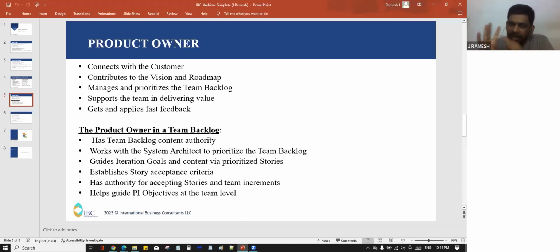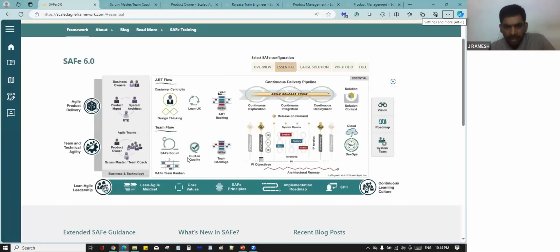The product owner will take care of the team backlog. Can you see the screen here? Product owner with the team backlog. I marked it here for you. The product owner will connect the team backlog. Mainly, the product owner clears all the functional related things, not technical, my dear. All the functional related things, the product owner will take care of, solve, and clear.